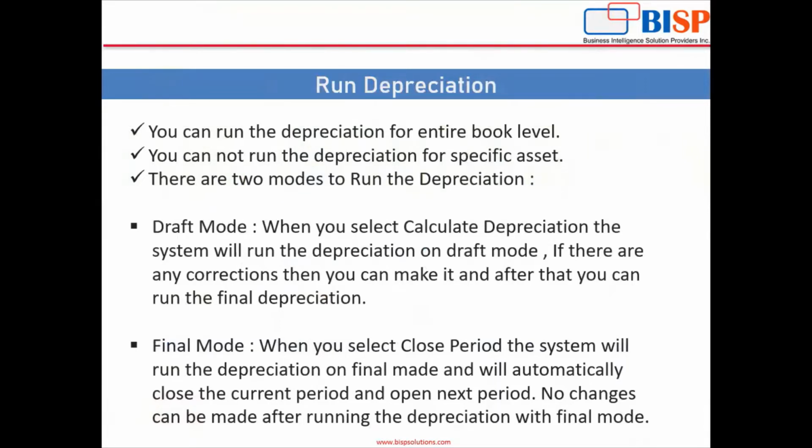While running the depreciation, there are two modes that system allows you. First one is draft mode. When you select calculate depreciation, the system will run the depreciation on draft mode. If there are any corrections, then you can make it, and after that, you can run the final depreciation. And the other one is final mode. When you select the close period, the system will run the depreciation on final mode and will automatically close the current period and open next period. No changes can be made after running the depreciation with final mode.